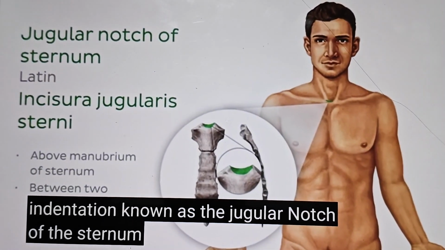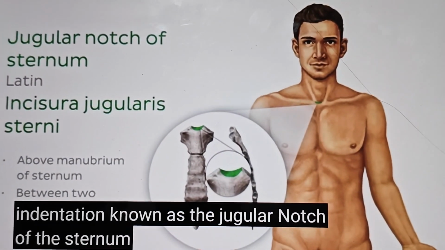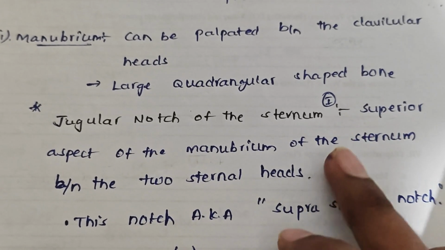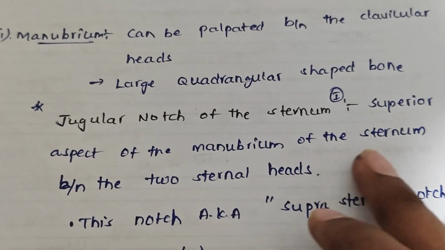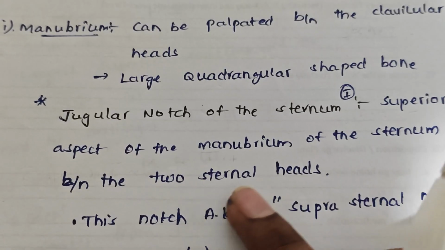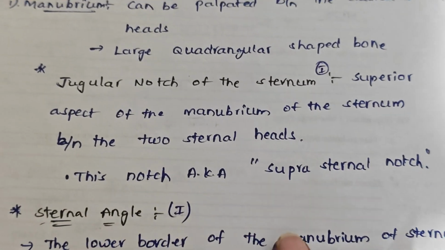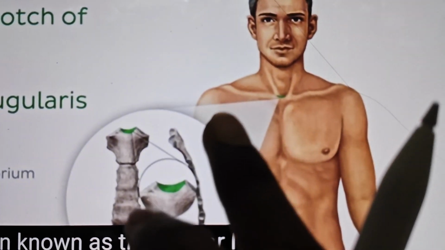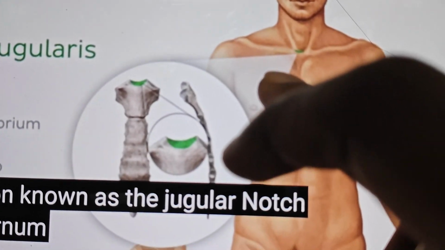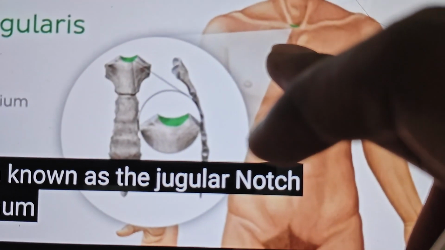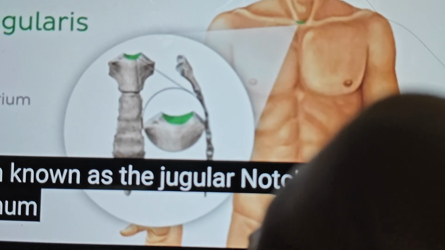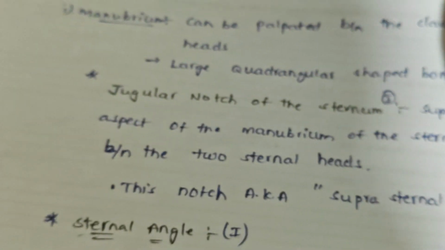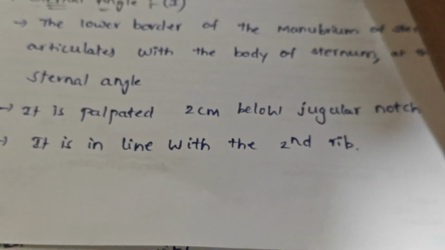This one is the jugular notch of the sternum. The jugular notch of the sternum is located at the superior aspect of the manubrium of the sternum between the two sternal heads. This notch is also known as the suprasternal notch. This small one you see right here is the jugular notch of the sternum. It is also known as the suprasternal notch. It is also one of the surface landmarks.